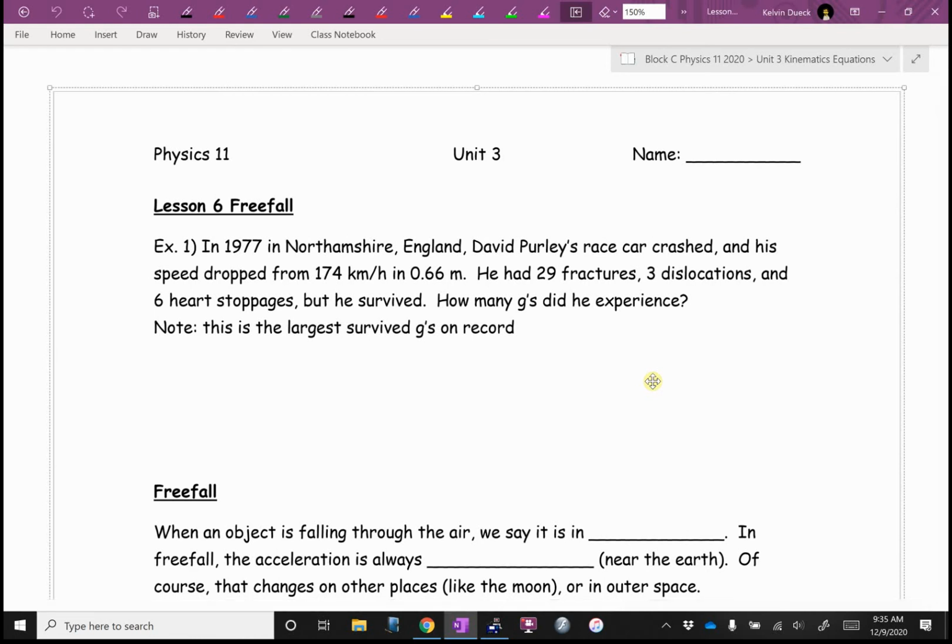Oh, Mr. Dewick. Cross out the 174 kilometers per hour. Nice try. What do I want to convert that to? Meters per second. How will I do that? Is it divided by 3.6? So what do you get?